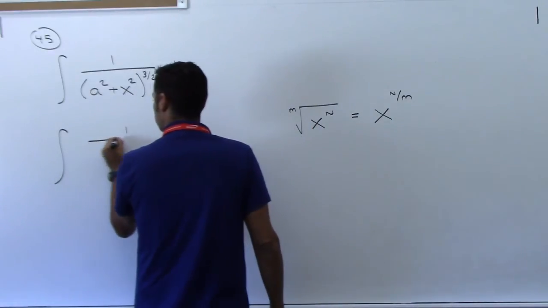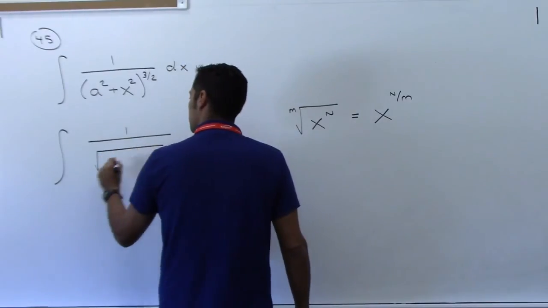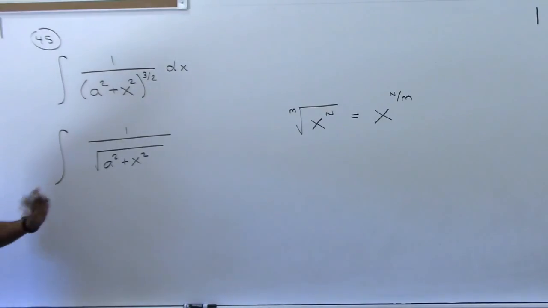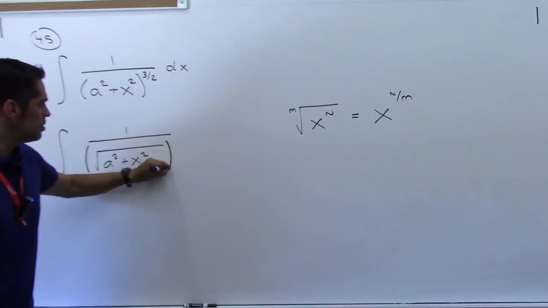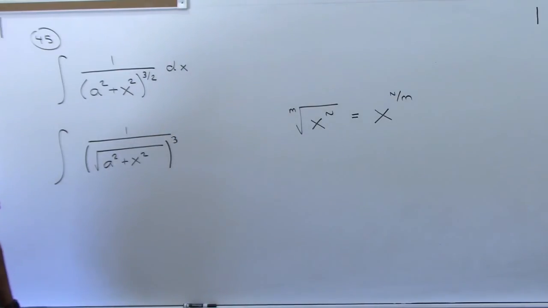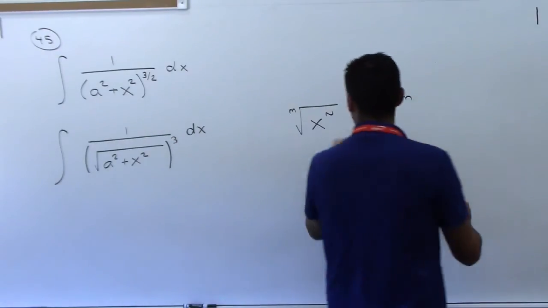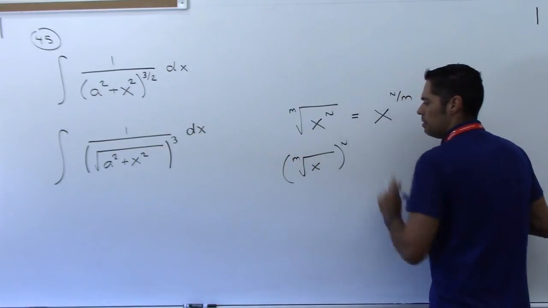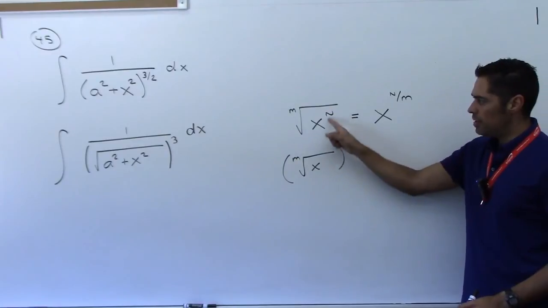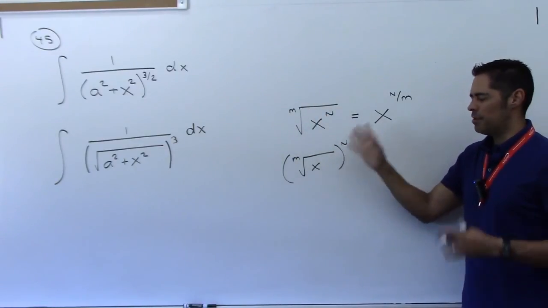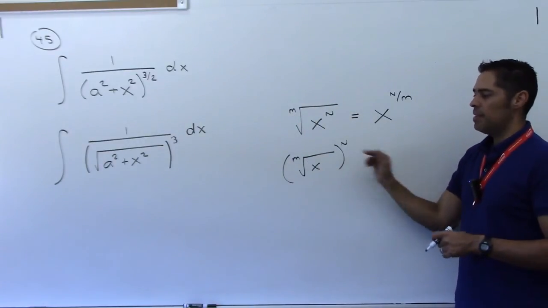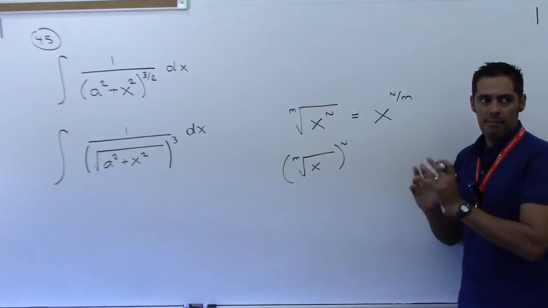So this is really the square root of a squared plus x squared, but then cubed. You can actually put the cubed on the outside. What I should say is that this right here is true, but this is also the same as the nth root of x then to the n. You can do the nth power of x first, then take the mth root, or you can do the mth root of x first and then take the nth power. The order of that does not matter.